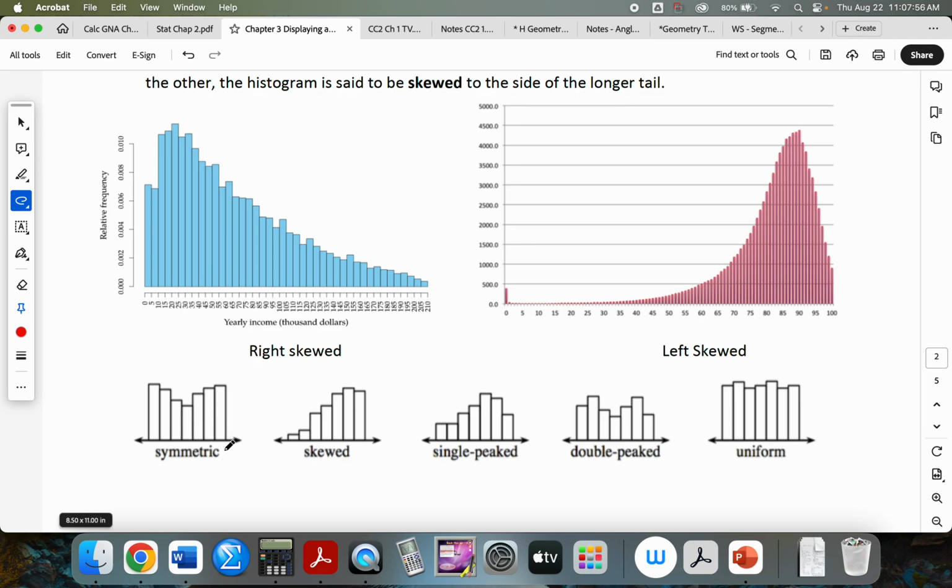So here, this is symmetric. I would also say that it is sort of bimodal. Here, this is skewed. It's unimodal. That one would be left skewed, right? Yes, this is left skewed, because that's where the tail is. Single peaked, and I took this right out of your pre-algebra book. We usually don't say that. We usually just say unimodal.